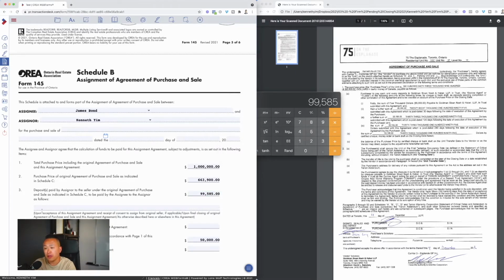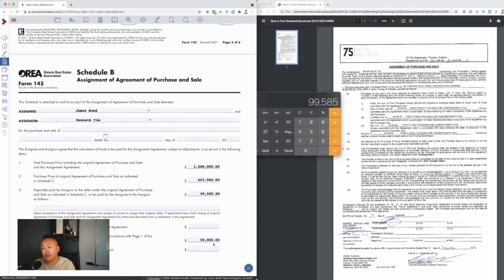And here's where everybody gets confused. There's really three sections here. The third one is as otherwise described in this agreement, so we won't use those. We'll look at the first two options. Basically it says upon acceptance of this assignment agreement and receipt of consent to assign from the original seller, if applicable. Or the second option would be upon final closing of the agreement of purchase and sale, or assignment of the original purchase and sale.